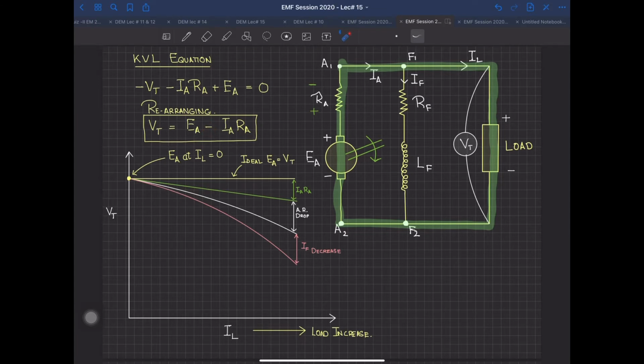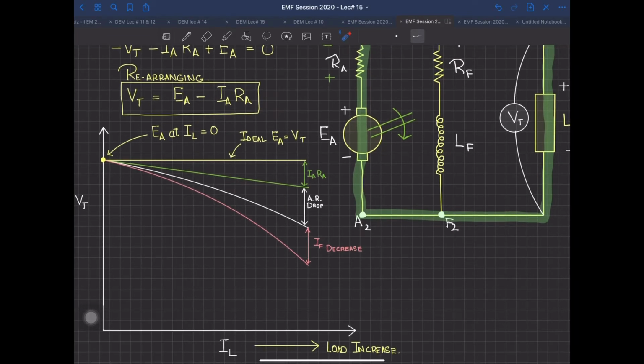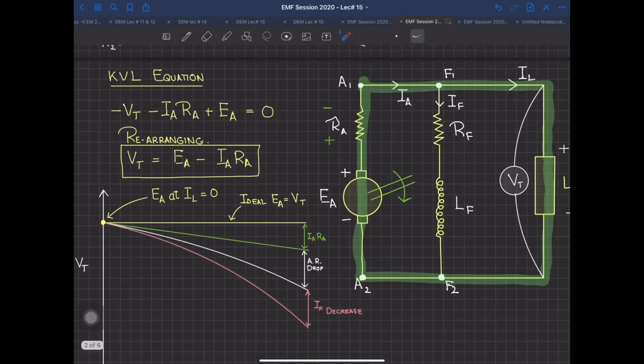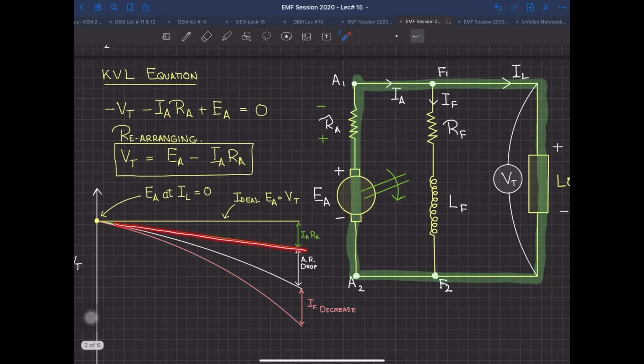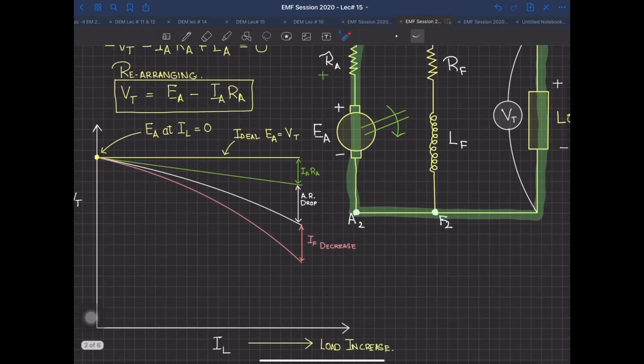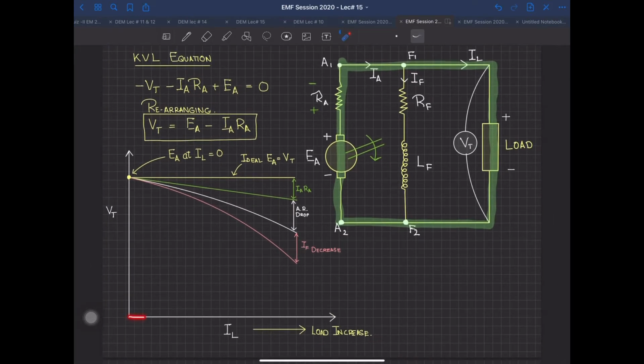So this is easily telling you that the output voltage you are going to get is approximately equal to EA, whatever voltage is induced inside, minus IARA. And there are three voltage drops which are evident over here. One is the drop because of the resistance of the armature winding, which is shown over here, and you can see this is linearly increasing. As the current IA increases, on the x-axis I have my current IL, where current IL is equal to IA plus IF, because this is a shunt generator.